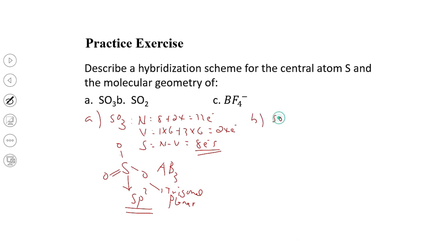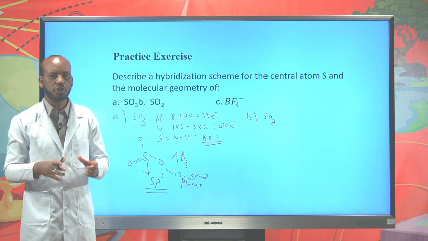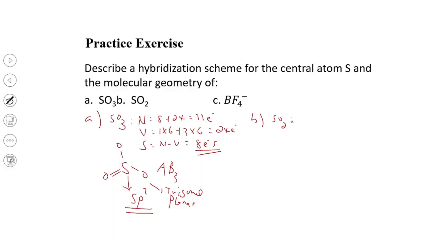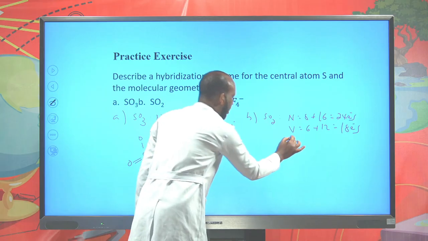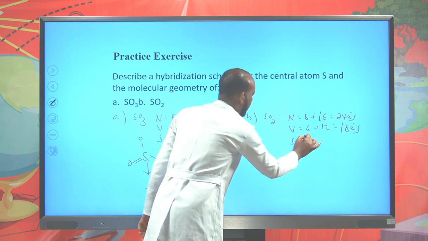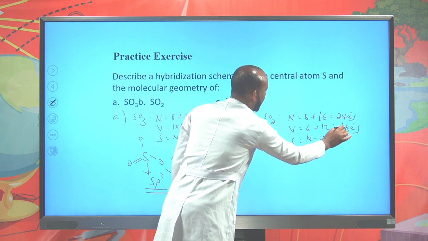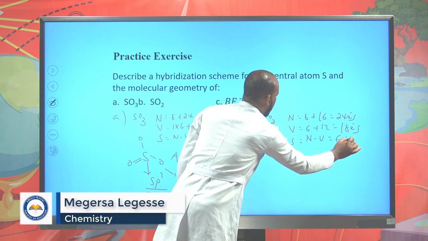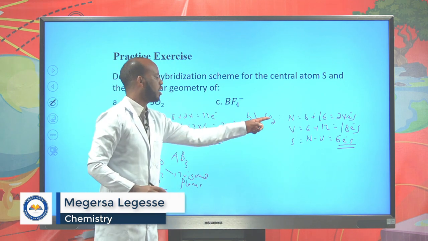B, sulfur dioxide. Your first step is to draw the Lewis structure of the molecule. Now, total number of electrons needed, N equals 1 times 8 is 8, plus 2 times 8 is 16, equals 24 electrons. Valence electrons, V, for sulfur is 6, plus for oxygen, 6 times 2, 12 electrons, a total of 18 electrons. Shared electrons are obtained by subtracting V from N, N minus V equals 24 minus 18 is 6 electrons. 6 electrons are shared between sulfur and two oxygen atoms.